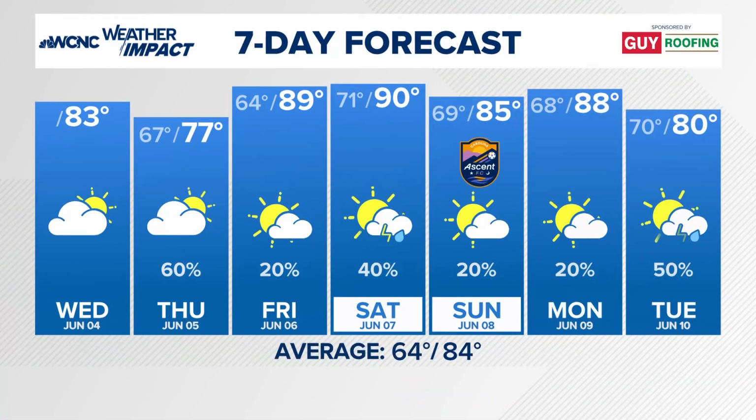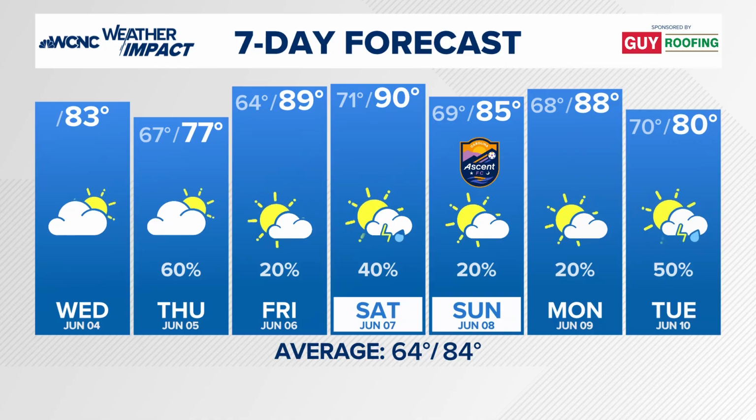So let's do this one more time. Let's show you the Guy Roofing 7-day forecast. Up to 90 degrees on Saturday. We still have not seen that 90-degree point, and then really feeling like June going forward. It's hot, it's humid, and occasionally stormy.